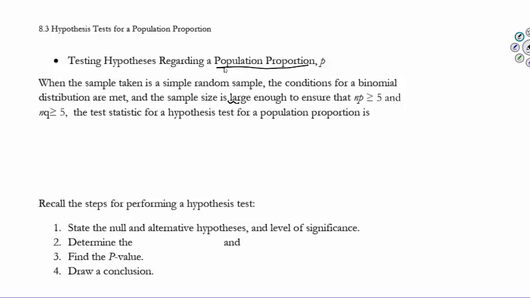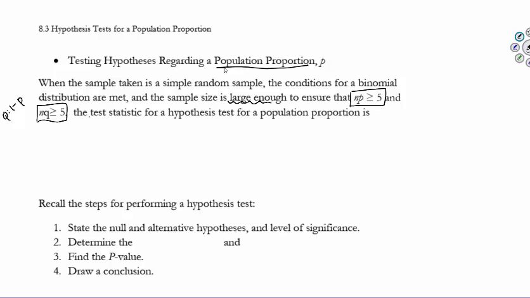First we have to require that the sample is large enough that n times p is greater than or equal to 5 and n times q is greater than or equal to 5. Remember, q is simply 1 minus p. p is the probability of success in a binomial experiment.